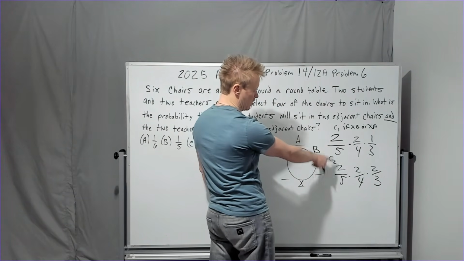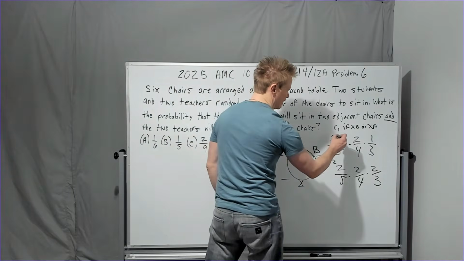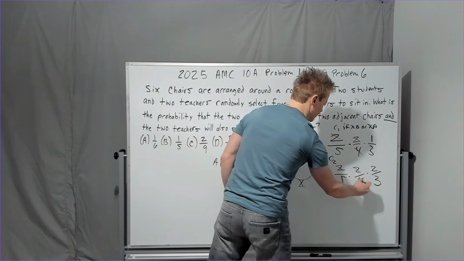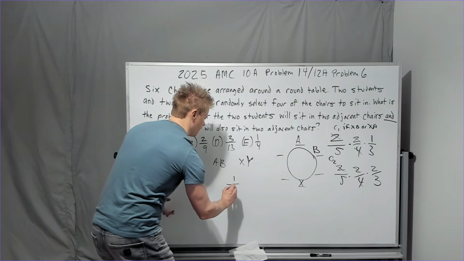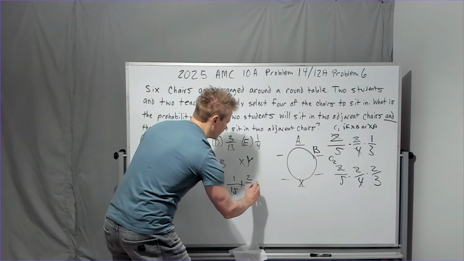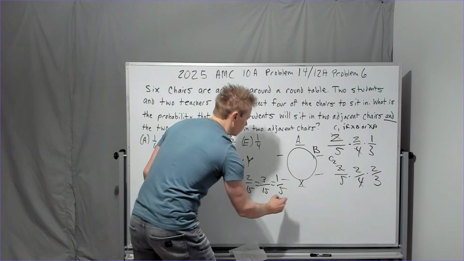At this point, you would add these 2, and I'm going to factor out, I'm going to cancel the 2's and the 4. So I've got 2 2's and a 4. So I've got 1/15 plus 2/15 equals 3/15 equals 1/5.